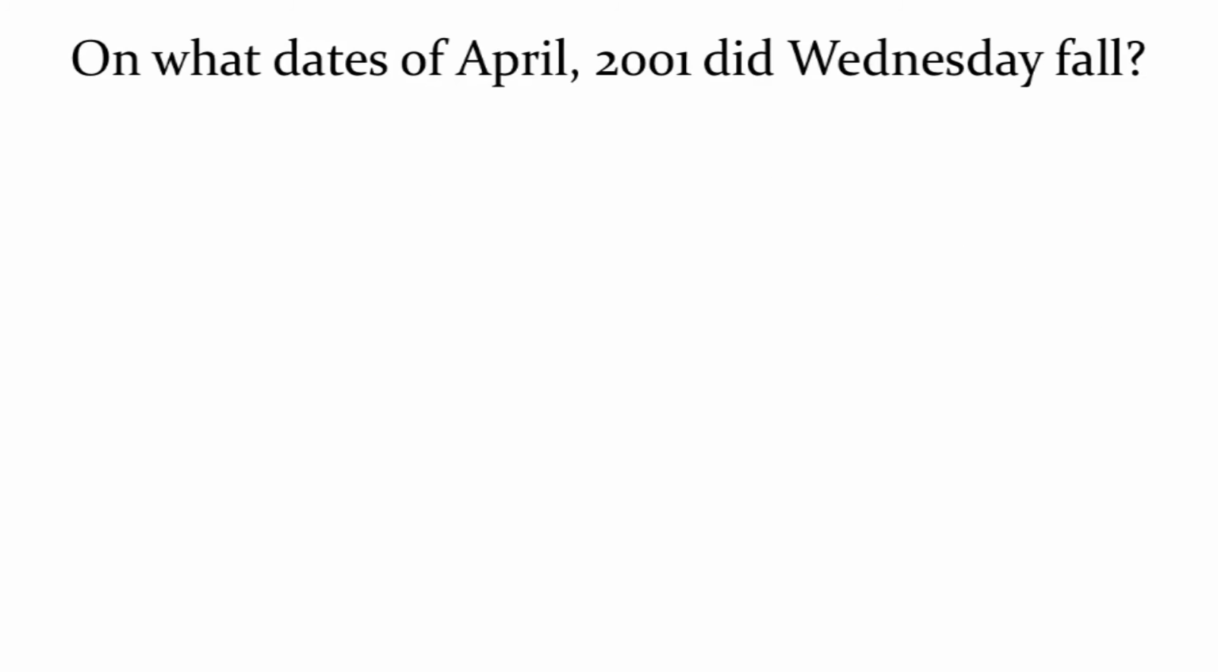On what dates of April 2001 did Wednesday fall? We need the dates on which Wednesday was falling. To find that, we need to know the month calendar. To know the month calendar, first find the first day of the month. First find 1st April 2001.